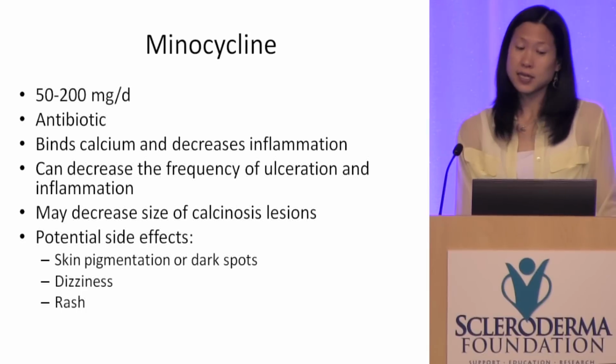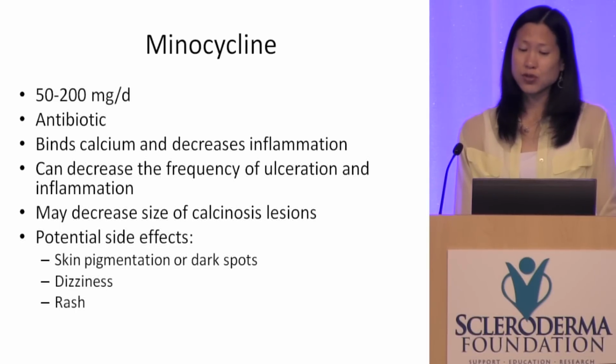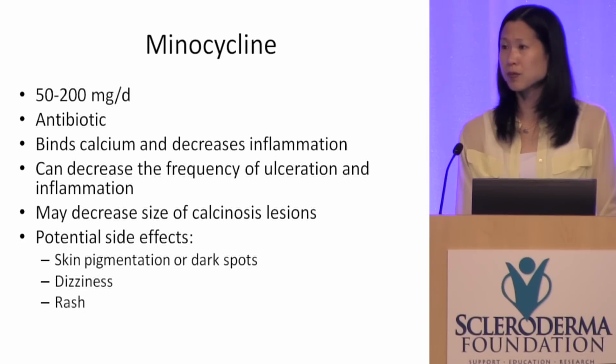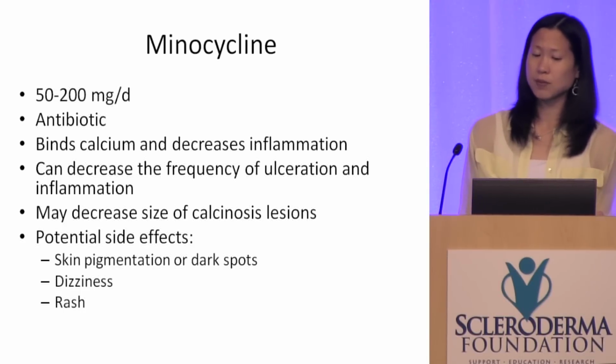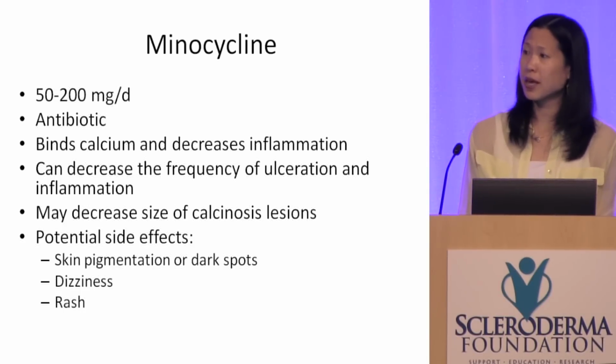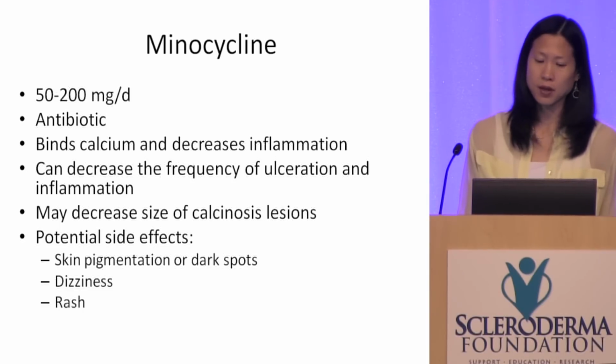Minocycline is an antibiotic. It's dosed from 50 to 200 milligrams a day. It's frequently used to treat acne rosacea. It actually has been used even to treat rheumatoid arthritis patients with joint swelling. It's thought to bind to calcium and decrease inflammation. So again, might be useful for those calcinotic lesions that are associated with some inflammation surrounding them.